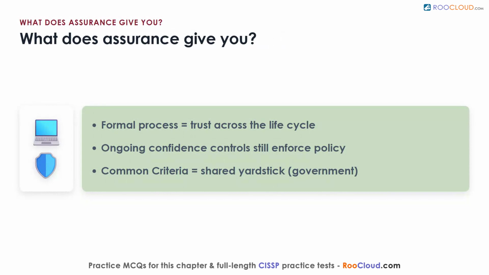What does assurance actually give you? Assurance is the formalized process of building trust into a system's whole life cycle, confirming that the security mechanisms you designed keep enforcing the policy over time. It is not a single test, but an ongoing confidence that the controls do what they claim.